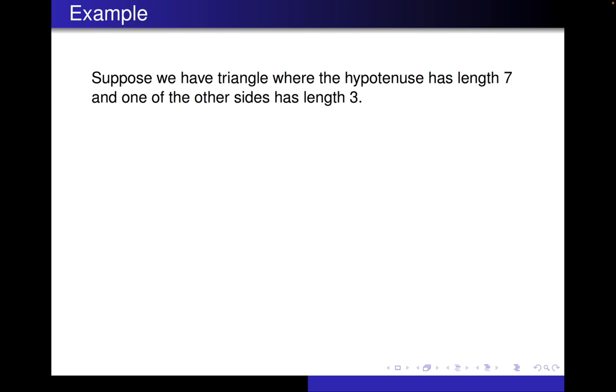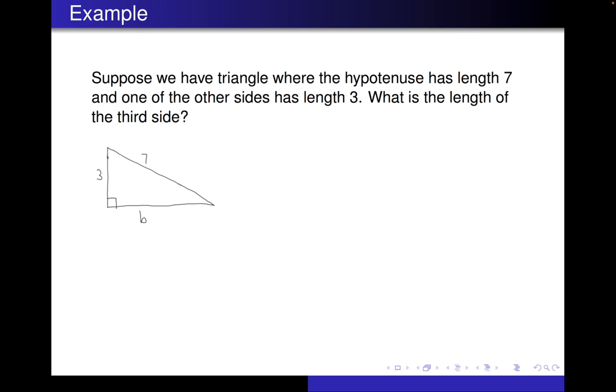And here's an example about how that works. Suppose we have a triangle where the hypotenuse has length 7 and one of the other sides has length 3. The question I want to ask is, what's the length of the third side? So I'm going to draw a picture of a right triangle with the hypotenuse length 7, the other side has length 3, and the third side I don't know, so I'm going to call that B, just some kind of unknown. You can use your favorite variable. You notice that one of the non-hypotenuse sides is 3, the hypotenuse is 7, and then you have B for the side that we actually want to learn about.